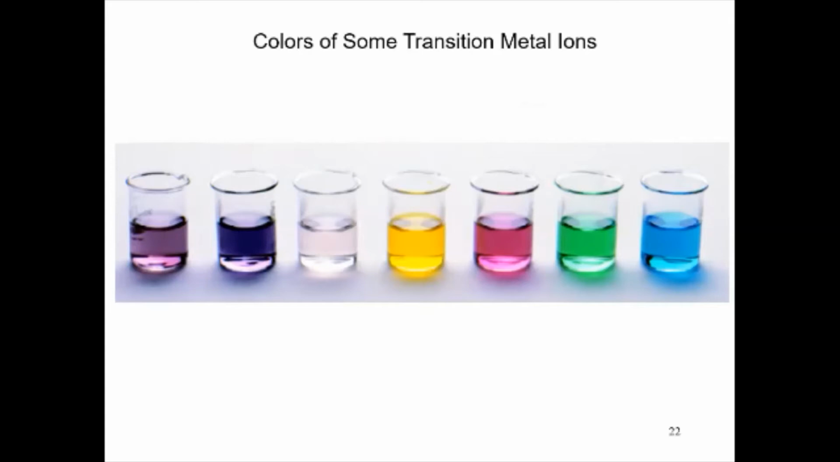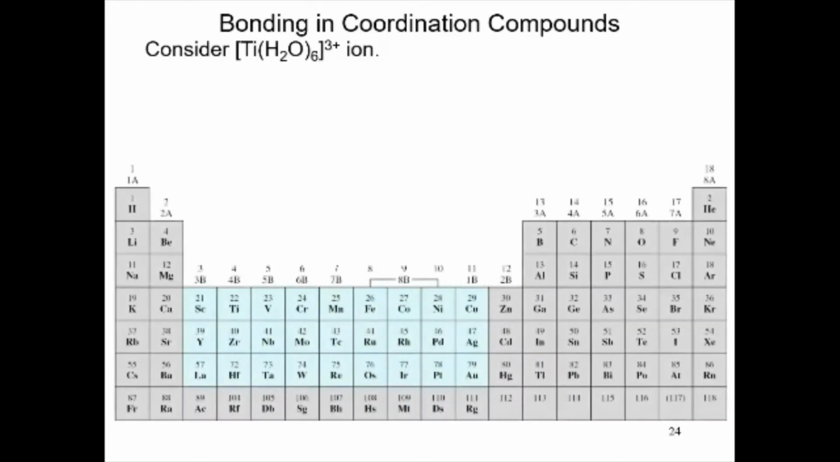Okay, let's consider a complex ion formed between titanium and water. So this would be titanium with 6 water molecules and a +3 charge. One of the things that we have to get reacquainted with is the skill of figuring out how many electrons we have here to deal with. So let's look at titanium here on the periodic table. There it is. It's atomic number 22. But what's important is the configuration of it.